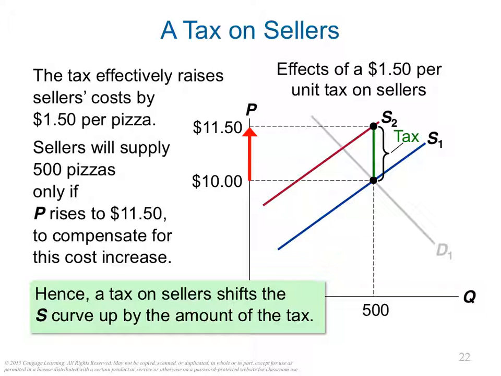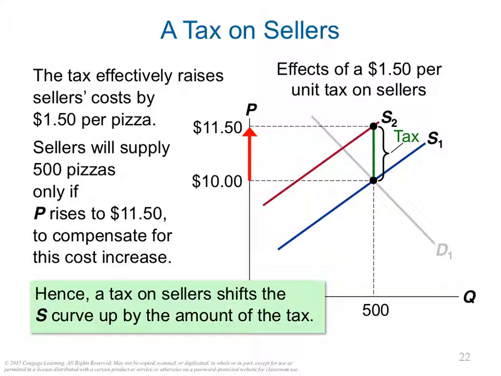The first step is to decide whether the law affects the supply curve or the demand curve. The second step is to decide which way the curve shifts. And the third step is to examine how the shift affects the equilibrium price and quantity. Let's talk about the first step, the immediate impact of the tax on the sellers of pizza.